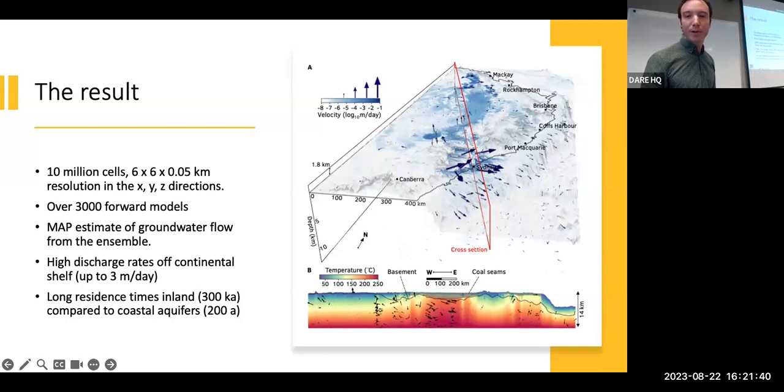What we observe within this model is relatively high discharge rates off the continental shelf in the Sydney Basin, up to 3 meters per day, which is pretty huge. This is like a groundwater superhighway, I would say, especially for relatively deep aquifers like this. We also see quite long residence times inland, west of the Great Dividing Range, compared to the area east of it. To the west, we see about 300,000 years residence times, and in the east, it's about 200 years. So those mountains are dividing the flow considerably.